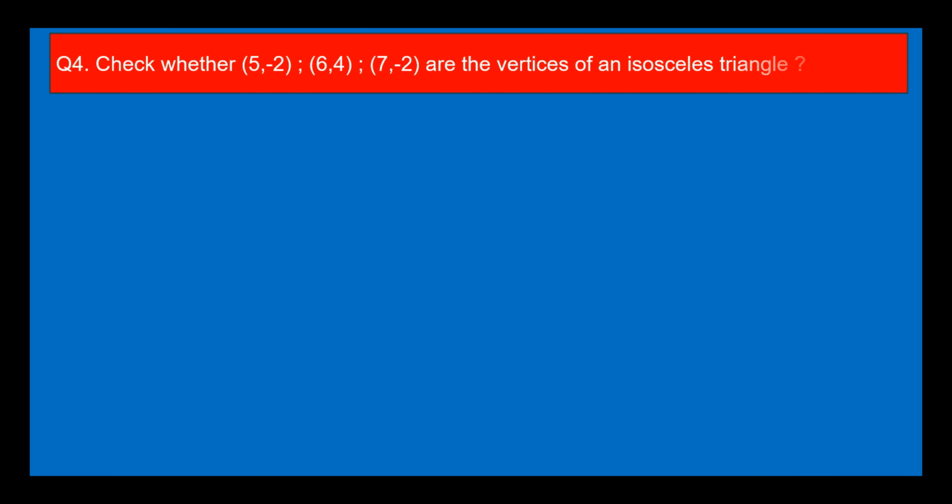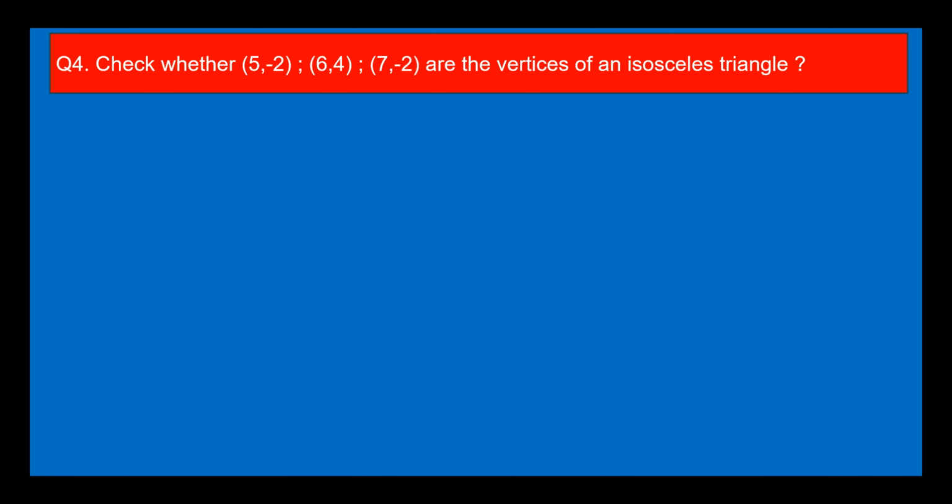Dear students, here is question number 4. Check whether the points (5, -2), (6, 4), (7, -2) are the vertices of an isosceles triangle. I shall repeat. Check whether (5, -2), (6, 4) and (7, -2) are the vertices of an isosceles triangle. Let us recollect what is meant by an isosceles triangle.